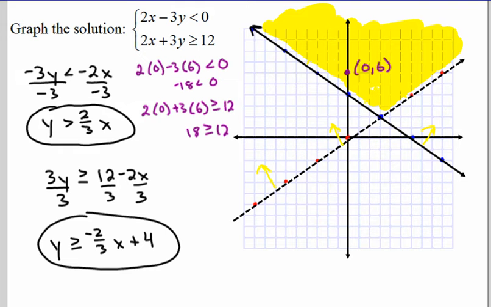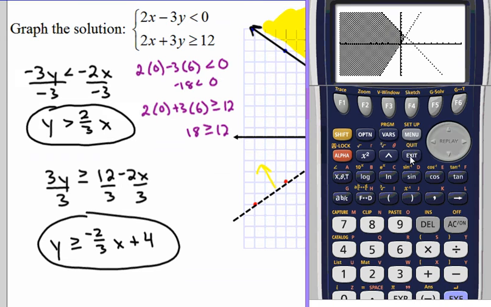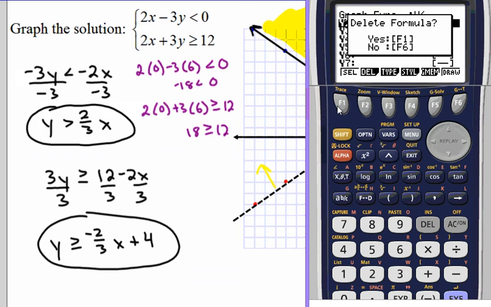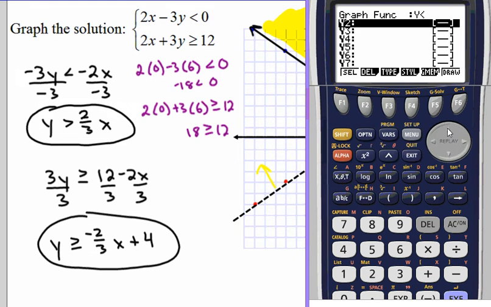Now, if I want to check it on my calculator, I'm going to exit out of this. I'm going to come back here. I'm going to delete that. And I'm going to delete that. Okay, now, if I want to graph this top one, let's say maybe I made a mistake solving for y. If I'm using my calculator, I'm just going to graph that like it is. So I'm going to take the 2x over and divide it by negative 3. So I want y to be less than, right? So I've got the y is less than there. I'm going to have negative 2x divided by negative 3.